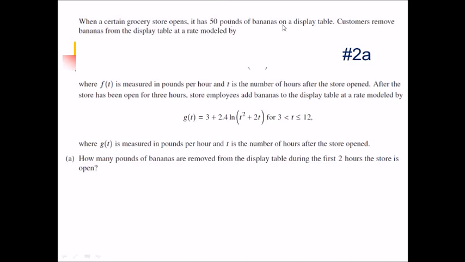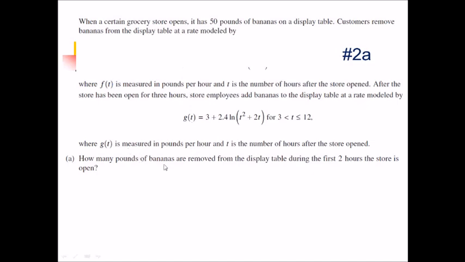For this problem with a unique situation here, when a certain grocery store opens, it has 50 pounds of bananas on display table. And then customers remove those from the display table at a rate modeled by this f of t function. So this is the rate out of bananas, measured in pounds per hour since the store opened. So after the store has been open for 3 hours, the employees start adding bananas back to the display table, modeled at a rate captured by this g of t function. So we have rate in for g, rate out for f. And same thing, measured in pounds per hour.